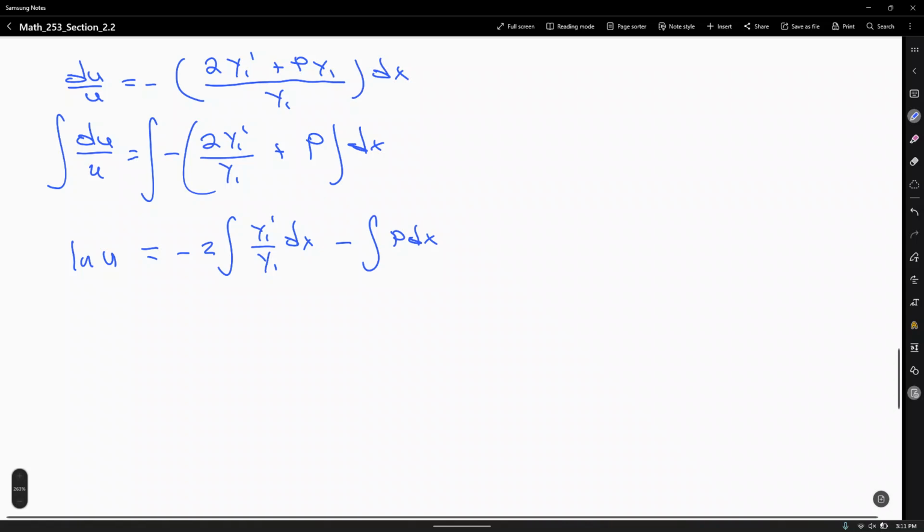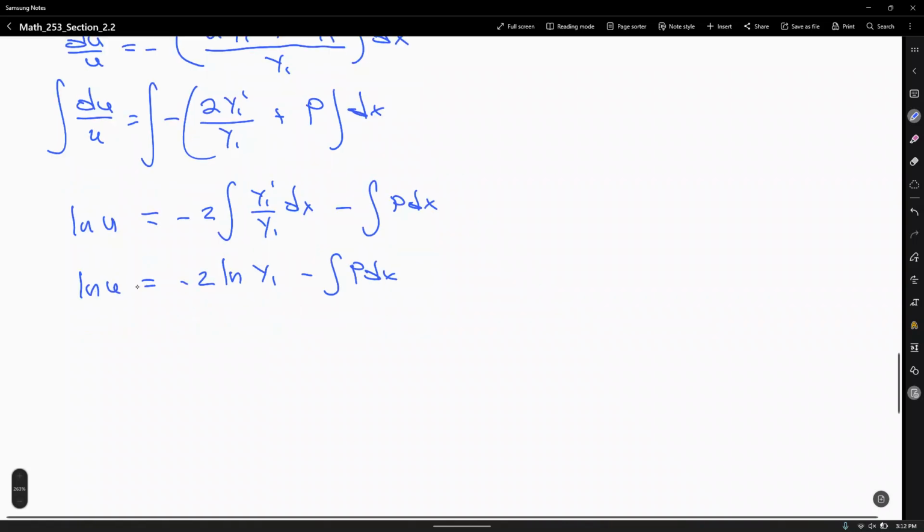However, you might remember seeing this integral in that humongous formula. And here we can integrate this because we have y sub 1 prime in the numerator over y sub 1, so this is going to call the ln rule just like we did here. So ln of u equals negative 2 ln of y sub 1 minus the integral of p dx.